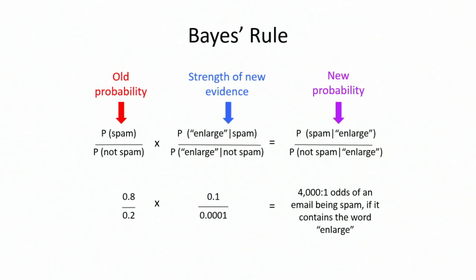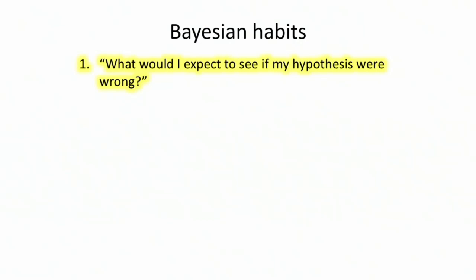So I put this up as an illustrative example, but in fact, I almost never use Bayes' rule this way. I almost never go around plugging numbers into a formula. What I do is I rely on these intuitive habits of thought that fall out of the math of Bayes' rule. And one such habit is this question: what would I expect to see if my hypothesis were wrong? How different would I expect the world to look?